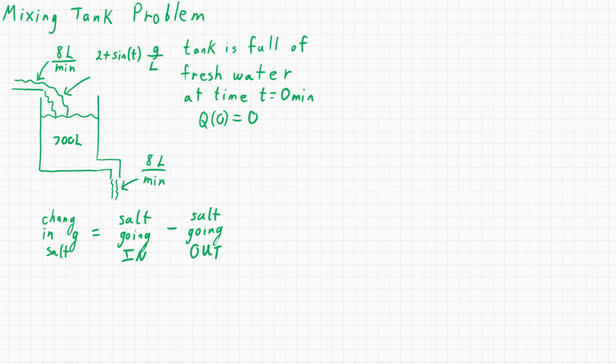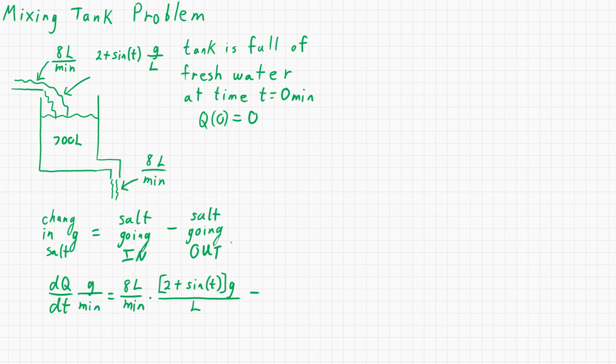All right, we'll use the units again to make sure we've done this correctly. So change in grams of salt, that's dQ/dt. Q is in grams, t is in minutes. Equals salt going in. We've got 8 liters per minute flowing in, times the concentration flowing in, which is 2 plus sine of t grams, and let me just emphasize that's the whole thing, over liters.